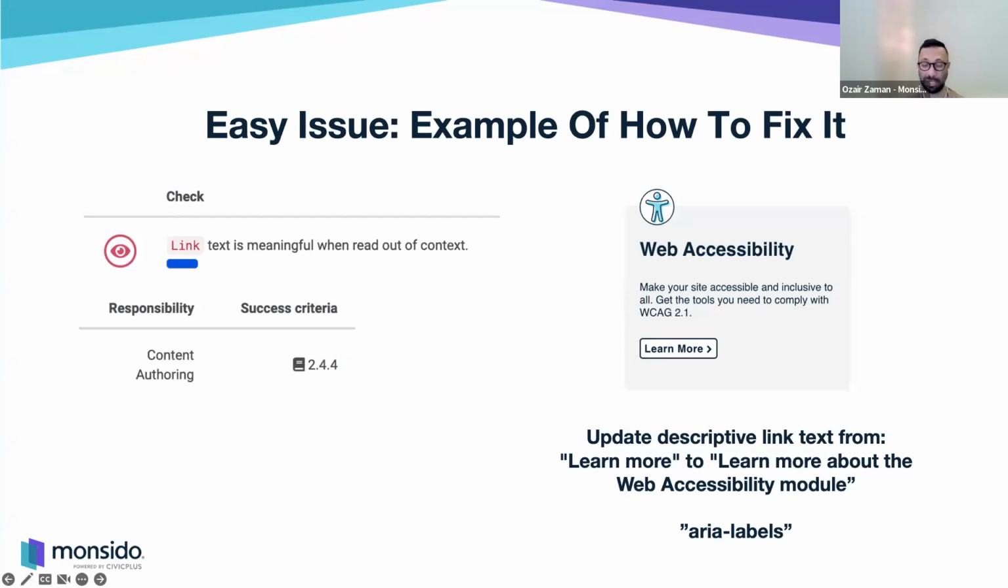If someone is using assistive technology, they're hearing learn more. They may not be able to see, so they can't see that it's about web accessibility. That doesn't provide enough context to the user. Just learn more means nothing to that particular user who is blind. So you might want to change it to learn more about web accessibility module. Now that is a better contextual text link.